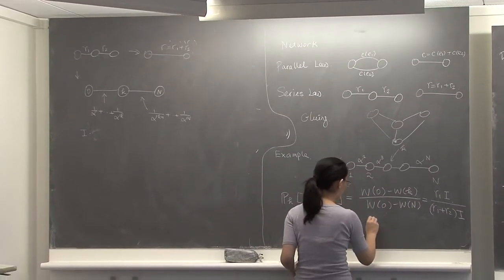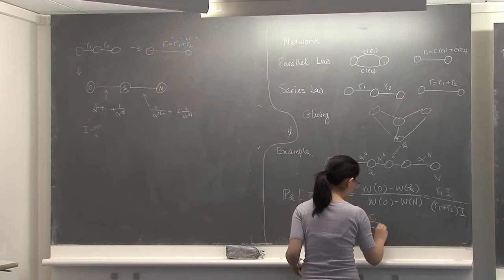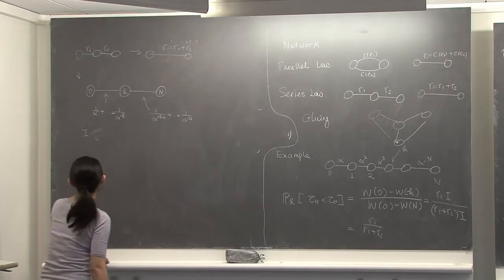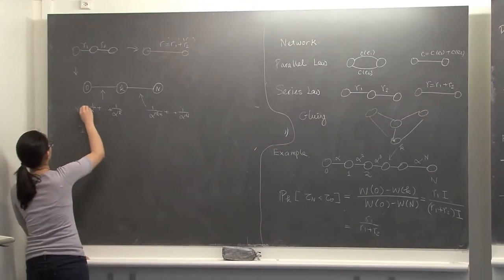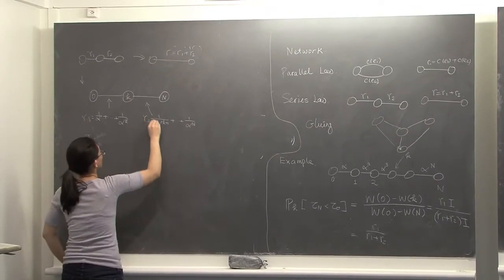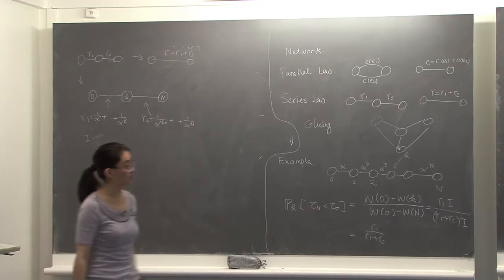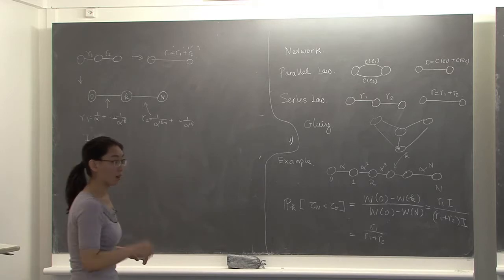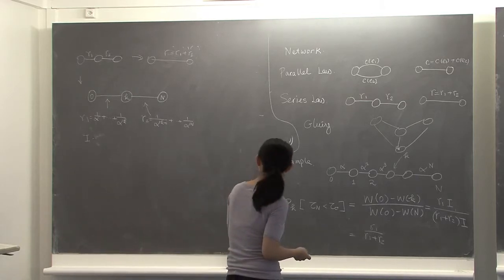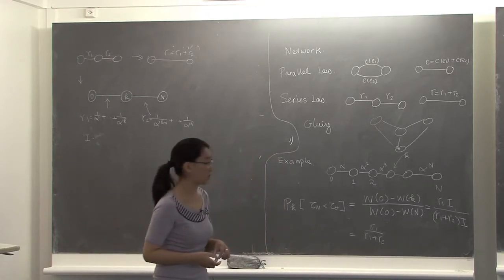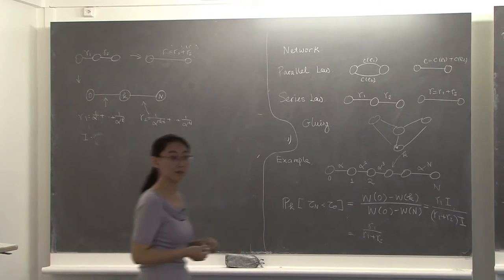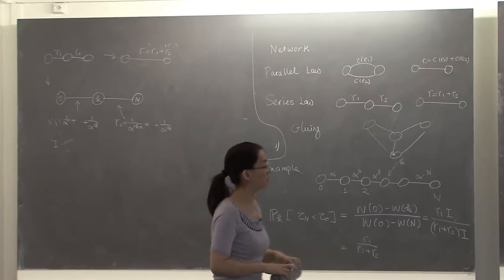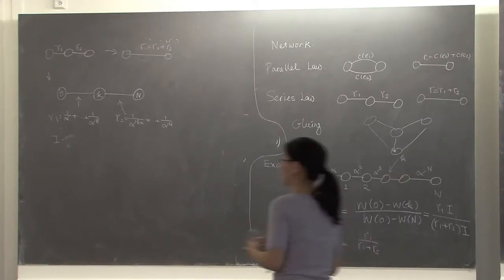The current flow cancels in the two parts. So the probability is just R1 over R1 plus R2, where R1 is this one and R2 is this one. This tells us the escape probability. And this calculation is much easier than what we did in the first lecture. Okay, so this is the first example.